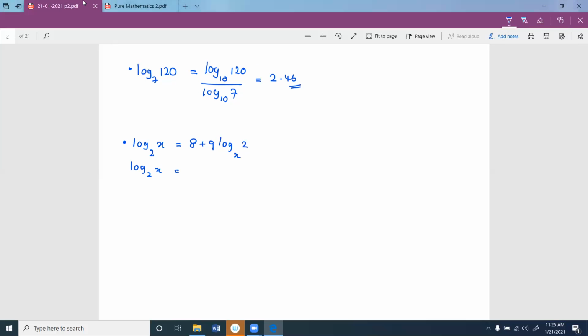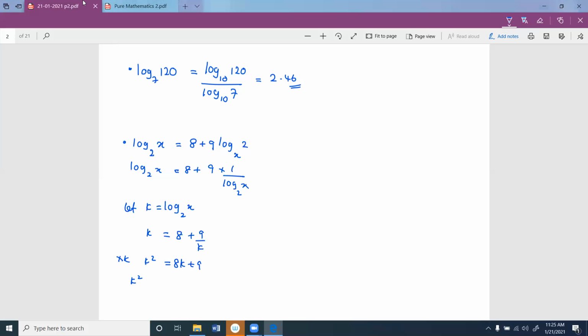log 2x equals 8 plus 9 times 1 over log 2x. Here this is 2x, this is x2, so you can change the variable by just writing the reciprocal. Then we will get k, or whatever letter you use, for log 2x. So k equals 8 plus 9 over k. Then multiply everything by k. Then what do you get? It turns out k squared equals 8k plus 9.